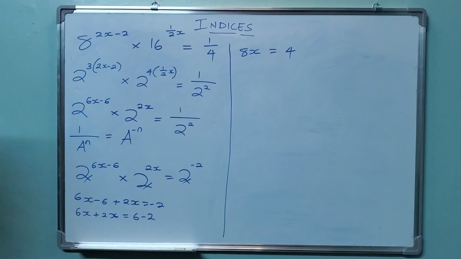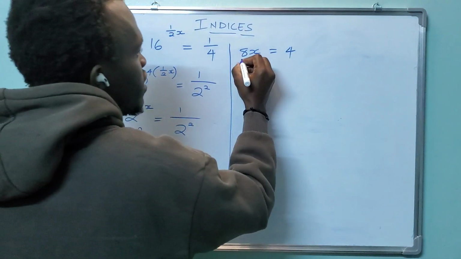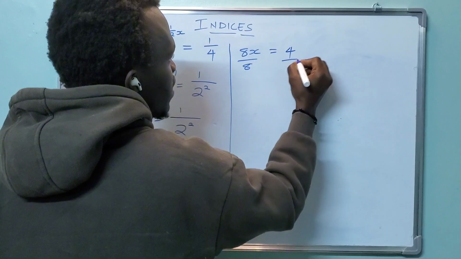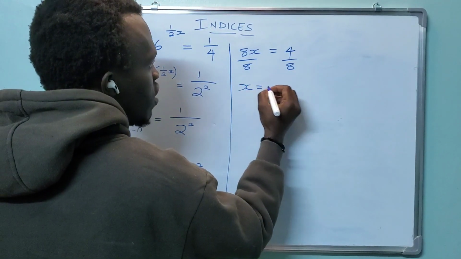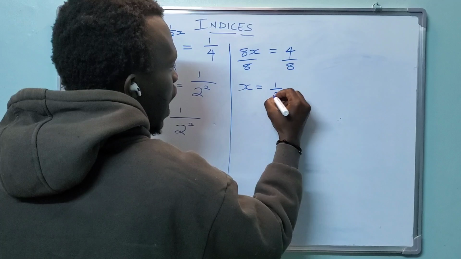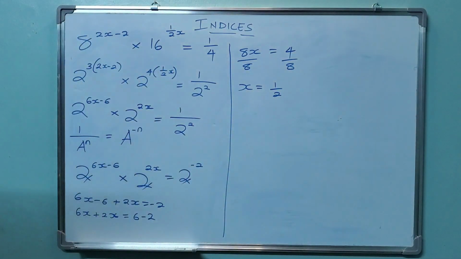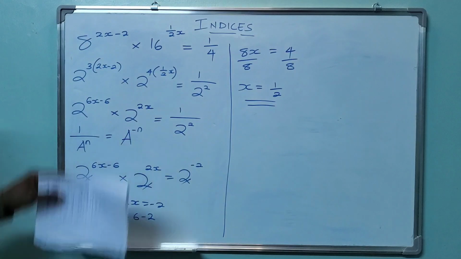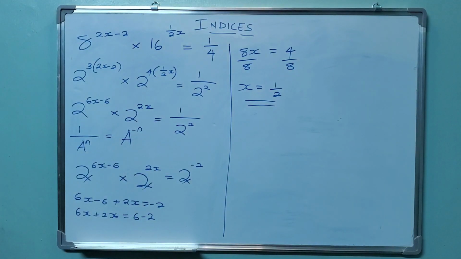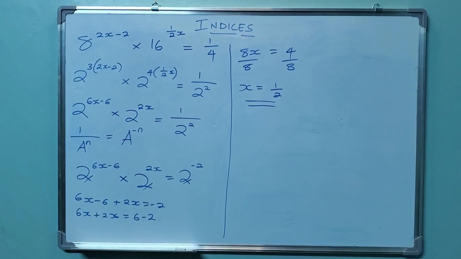For me to get the value of x, I'm going to divide by the coefficient of x. My coefficient of x here is 8. So divide there by 8, divide this other side also by 8, which means I'm going to have x to be equal to a half. And that is going to be my value of x. And that is how we work out such an example. Let us try another example also.